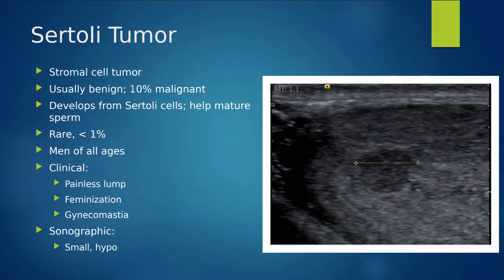So similar to Leydig, it's typically going to be benign. 10% of cases are going to be malignant. They develop from Sertoli cells, which help the sperm to mature. They're rare, accounting for less than 1% of all testicular tumors. This can occur in men of any age. Clinically, they're going to have a painless lump. They're going to have feminine characterization.